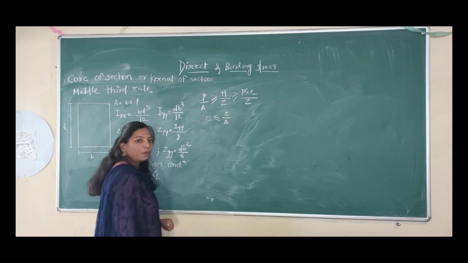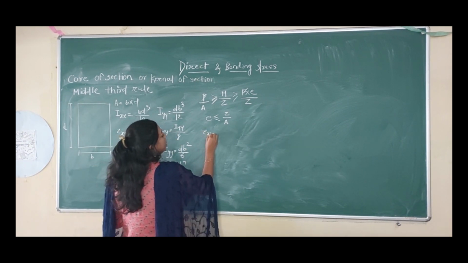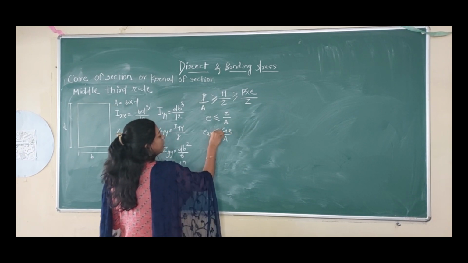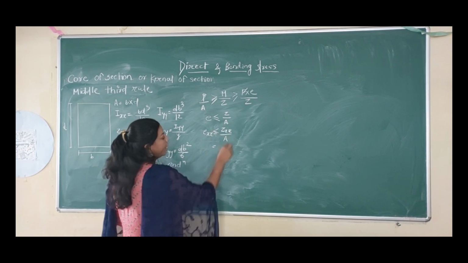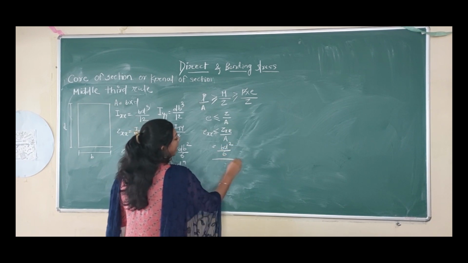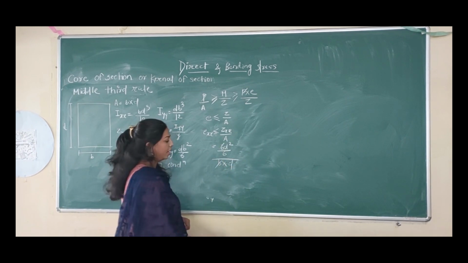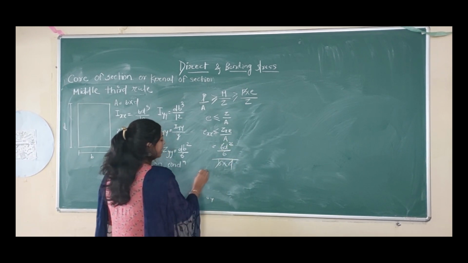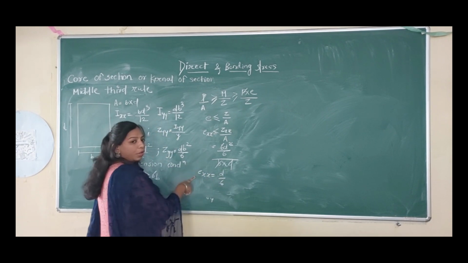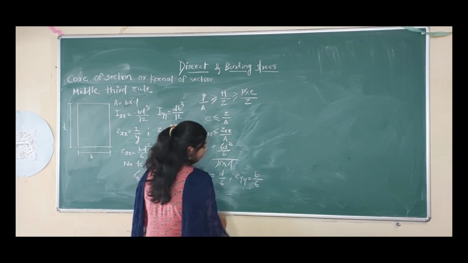Let us find out the limit of eccentricity for rectangular section about its x-axis. So, ex is less than or equal to Zx upon A. Zx is equal to b d square upon 6 and area is b into d. This b gets cancelled, d gets cancelled. ex is equal to d by 6. Same, if we derive about its y-axis, we get answer eyy is equal to b upon 6.